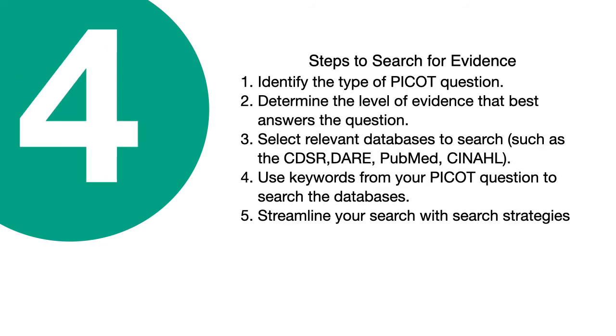Searching for evidence is a process. Lucky for us, Sitzwell and colleagues provide a handy, stepwise process for searching for evidence. Their how to search for evidence list is in this order. First, identify the type of PICO question. Then, determine the level of evidence that best answers the question. Third, select relevant databases for your search.